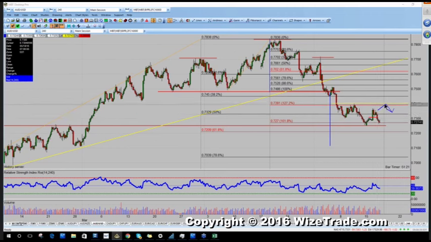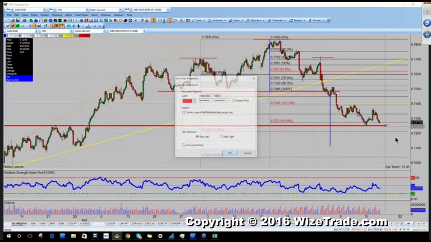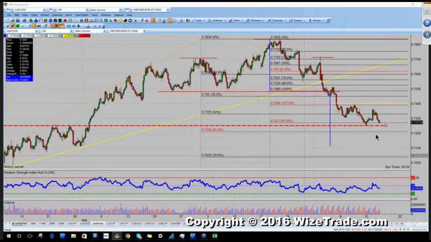Okay, we couldn't even get a rally back to resistance, which is crazy. Shows you how bearish this thing is. So we're all clear here. If we break this support, the Aussie is going to get absolutely creamed. I mean, just destroyed. Okay.